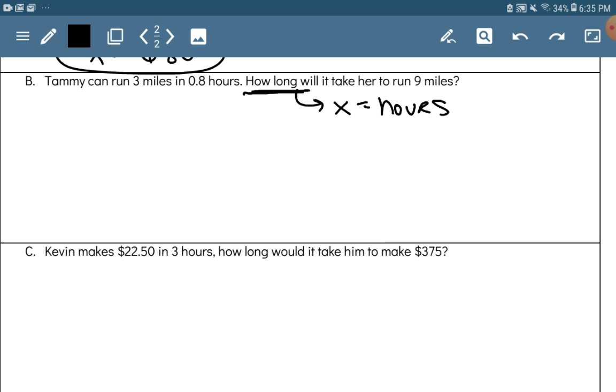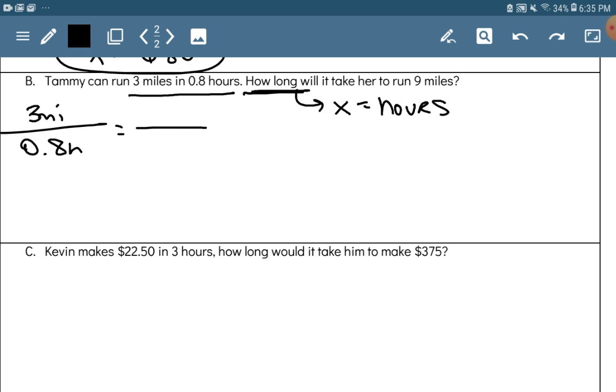Now I'm going to work on setting up my proportions. So my first fraction should be information I know that goes together. Usually it's found in the same sentence. So looking at the beginning, it says she can run 3 miles in 0.8 hours. That information goes together. 3 miles in 0.8 hours.